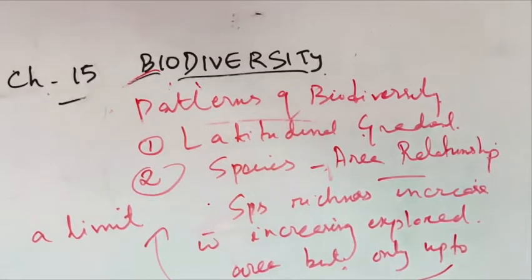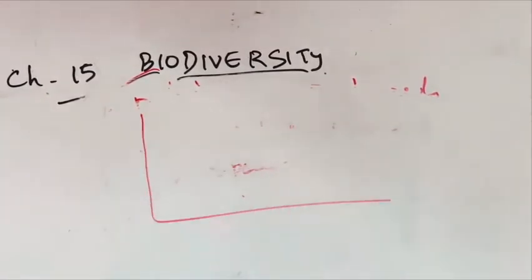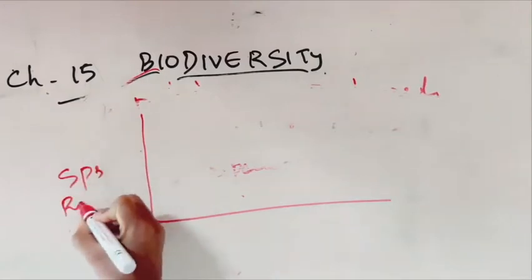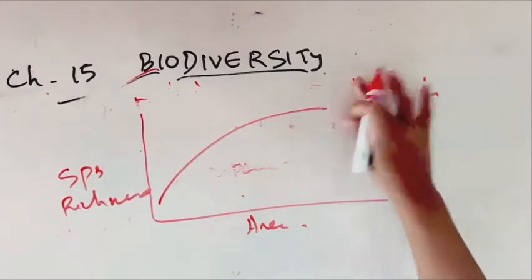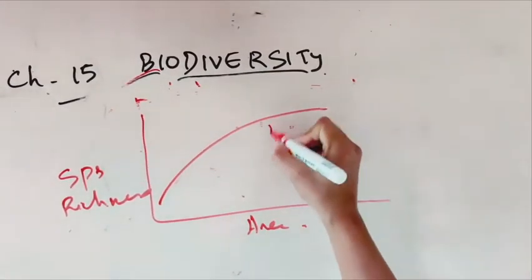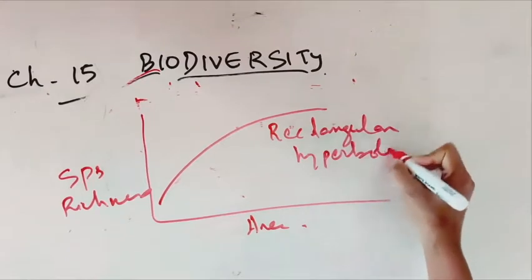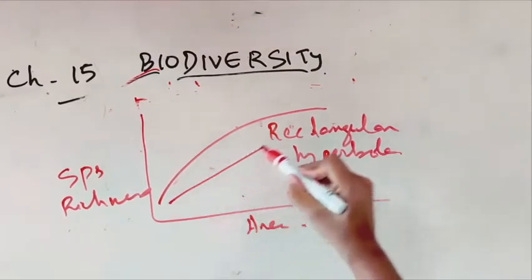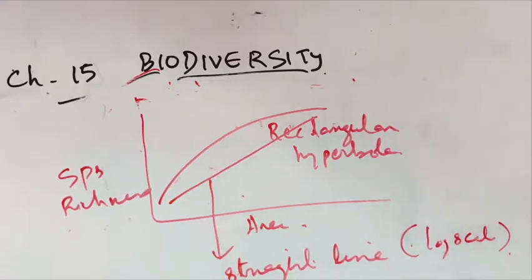So he found out that when he plotted it in the graph, for example, this is the graph. Species richness here, and this is the area. Voila. He found that it mostly gives one curve. What does the curve mean? Rectangular hyperbola. Keep in your mind, the curve is a rectangular hyperbola. On a log scale, it is a straight line. Straight line in log scale. So this is what he found, a rectangular hyperbola curve.